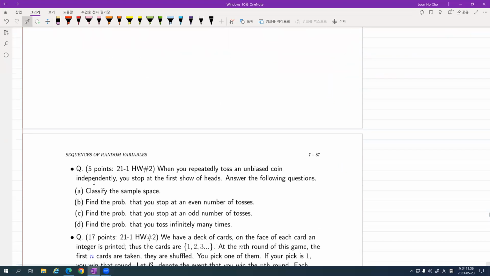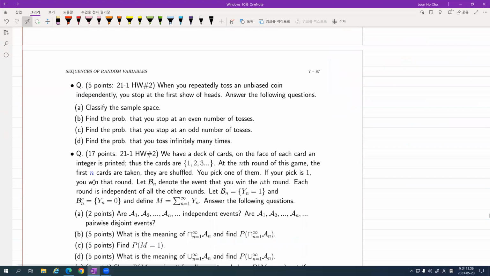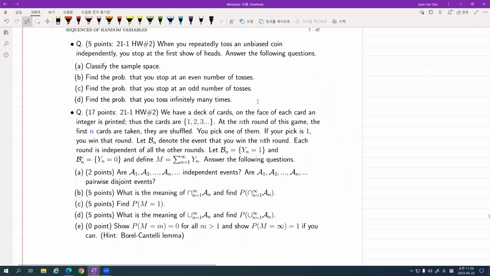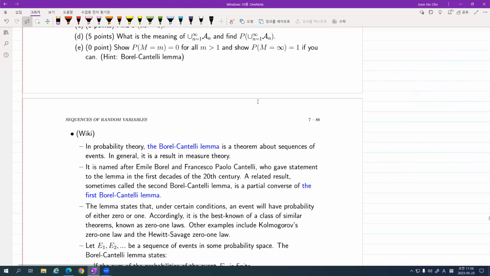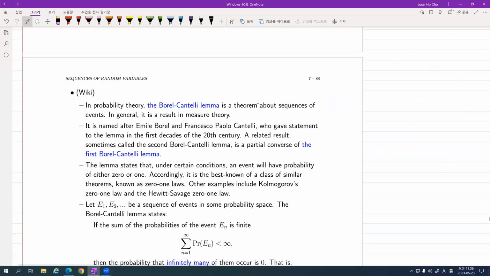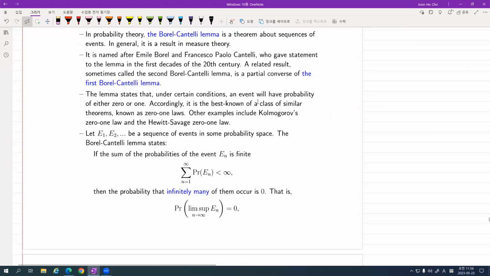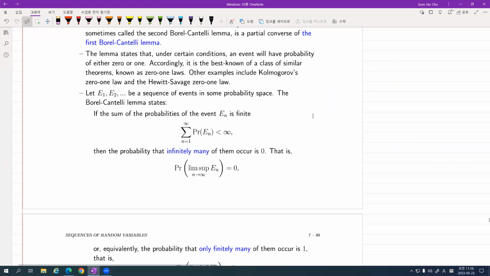Given that, let me skip this one. Where is the Borel-Cantelli lemma? Okay. Yeah, here goes the first Borel-Cantelli lemma. Now you are ready to read the Borel-Cantelli lemma.